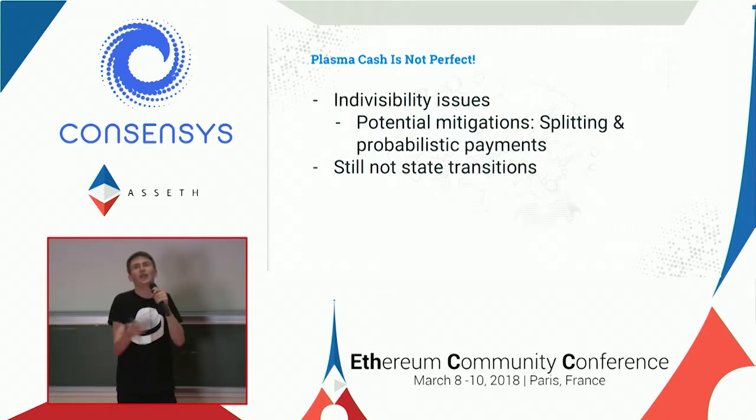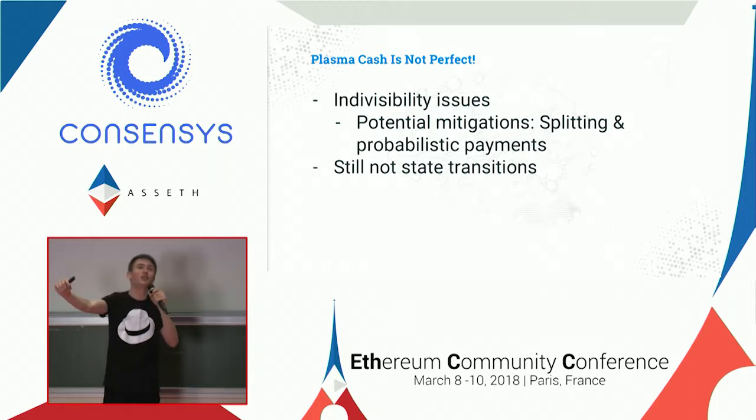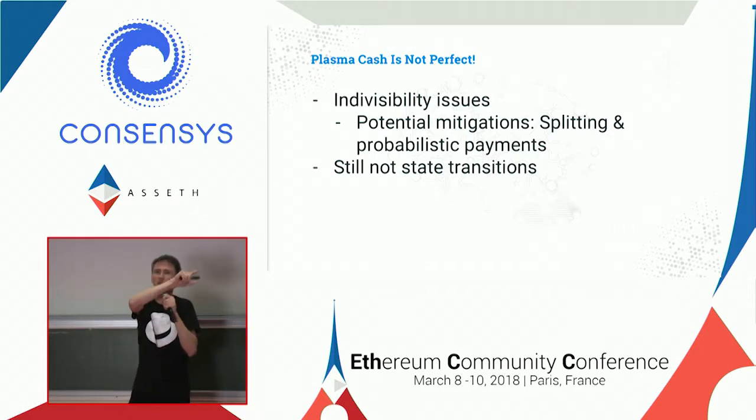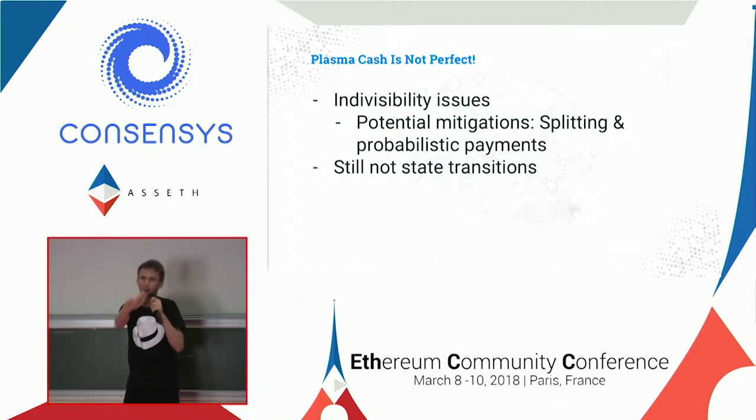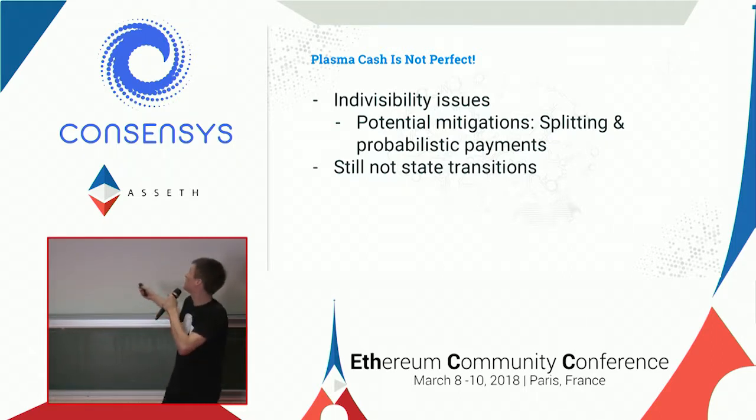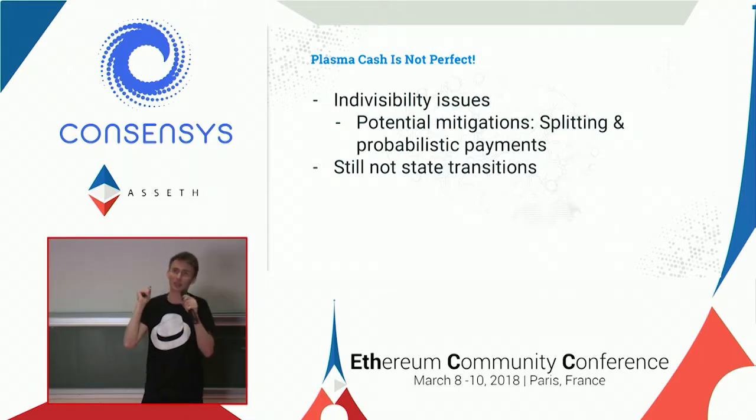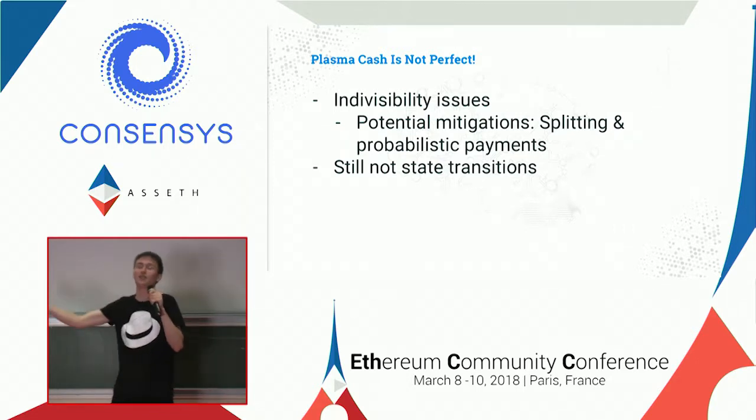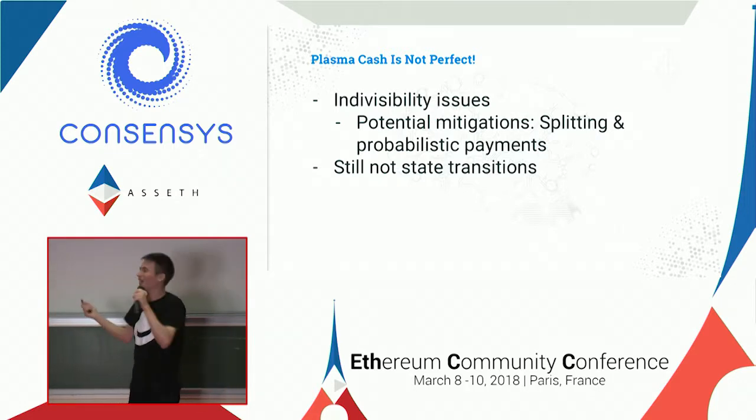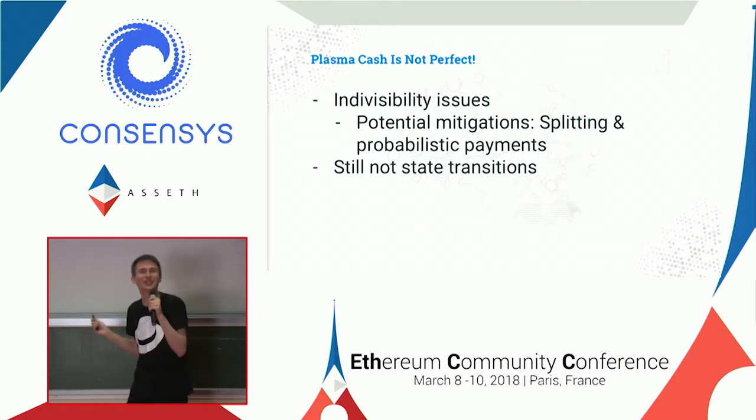So essentially, if we're limited by sending individual tokens, maybe the smaller the denomination, the less worth it is to print a new token on the main chain and bring it onto the plasma chain. This is something that we're addressing with potentially splitting the tokens into smaller pieces, or probabilistic payments. That's saying, okay, I'm going to pay you 50 cents by saying I'll give you $1 every other time. This is not quite perfect, but it can work for some micropayments. And clearly there's still no state transition.